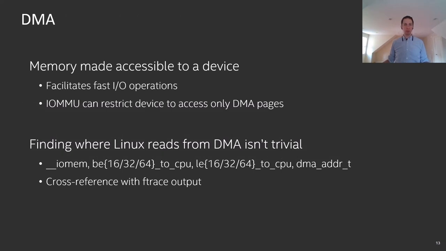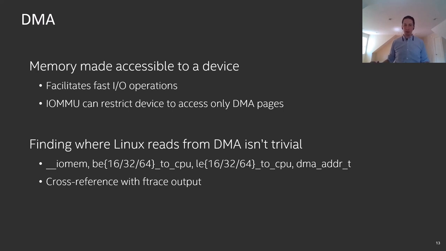What we were fuzzing in the demo is DMA. And DMA is memory that's made available to the device for facilitating fast I/O operations. While IOMMUs can generally restrict what memory a device can use for DMA, some pages are required to be made shared with the device to facilitate DMA. And what we were fuzzing is a DMA page that was explicitly made accessible to the device.